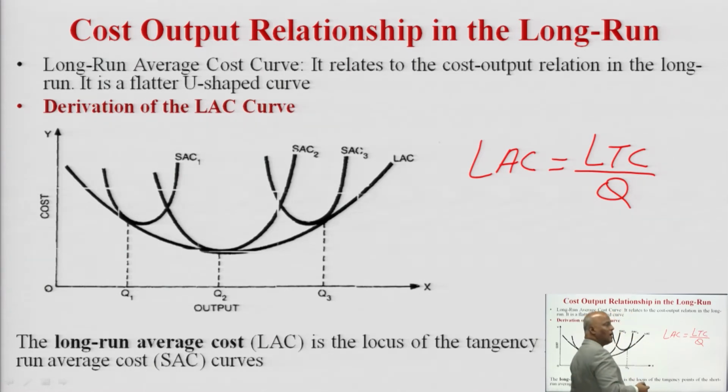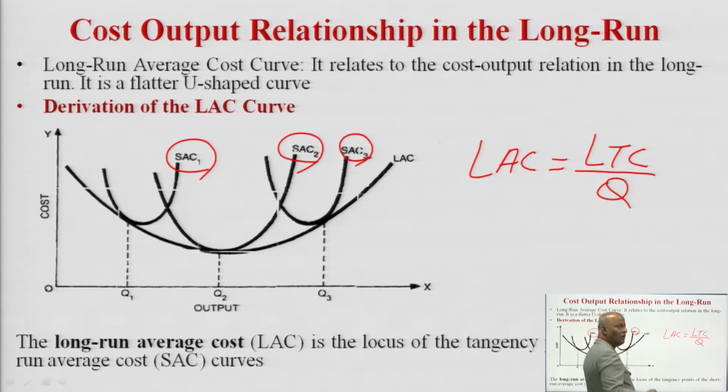Now, this long run average cost, which you are seeing here, is an envelope curve. It is called an envelope curve because it envelopes various short run cost curves, that means the short run average costs. Every firm wants to produce its output at the minimum cost, that means at the minimum point of the long run average cost and the short run average cost.